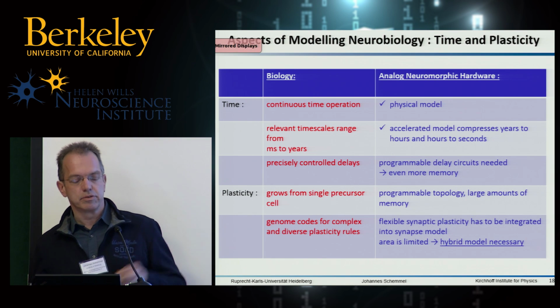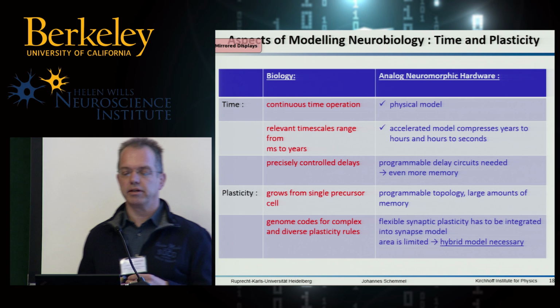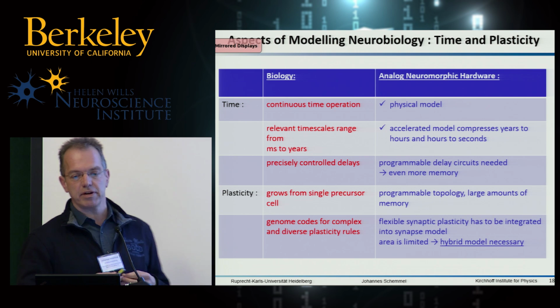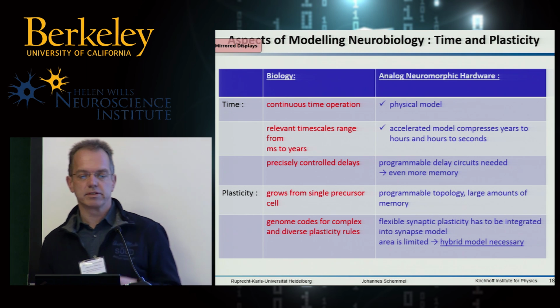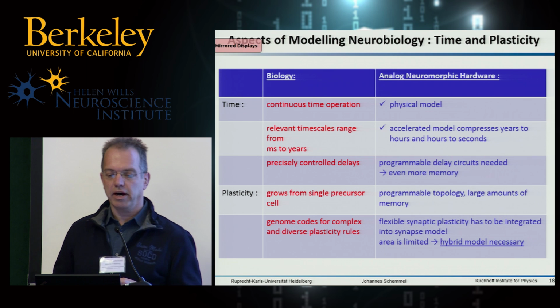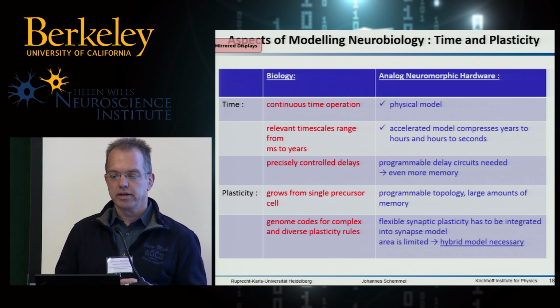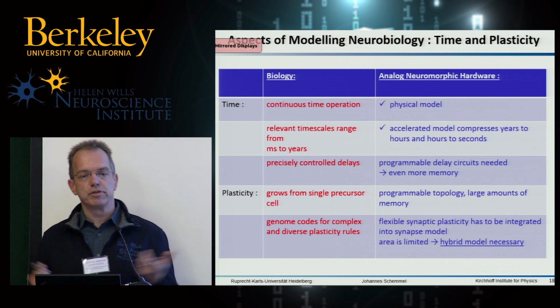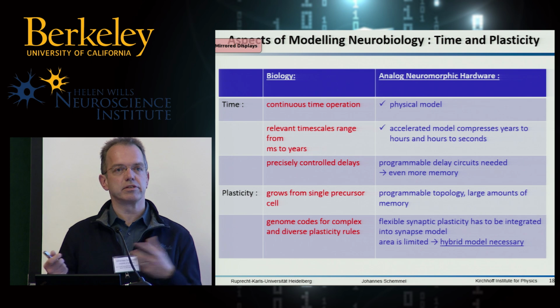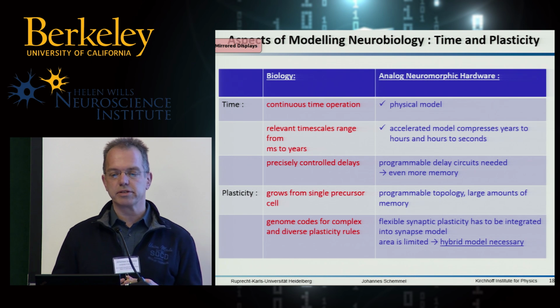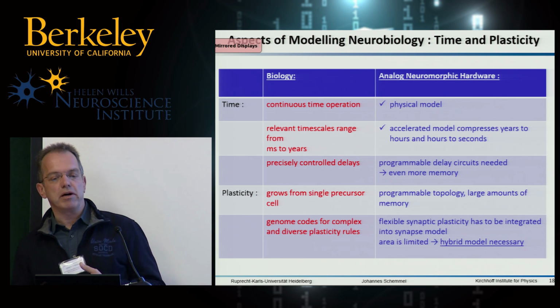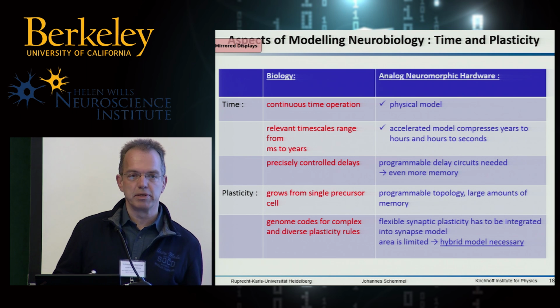Okay, so that's for scaling the size. But there are other very important aspects, and this is the topic of the second half of my talk. So one thing, we have continuous time operation in biology. This is also in our model. It's an analog continuous time model. And in biology, we have time scales ranging from milliseconds to years.